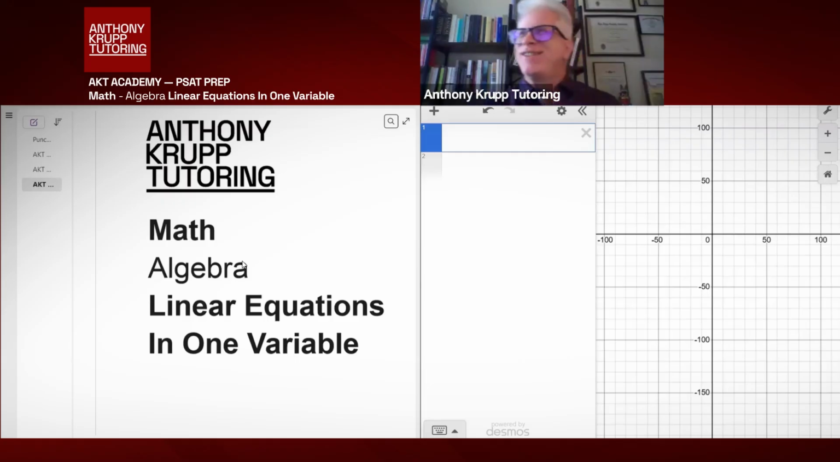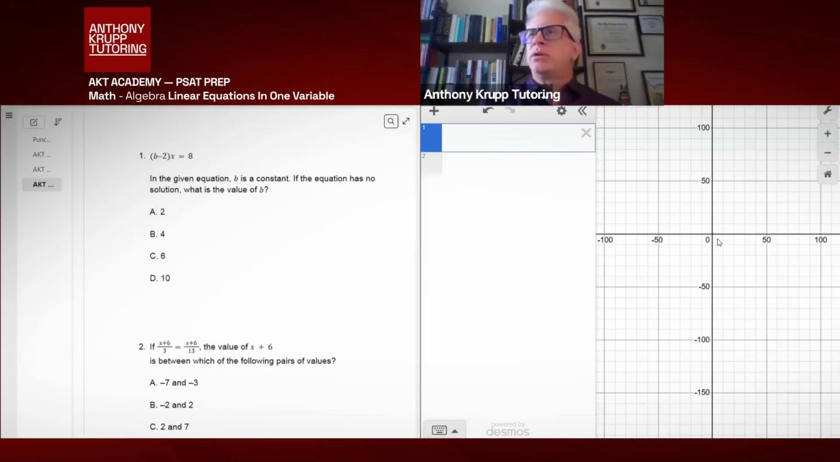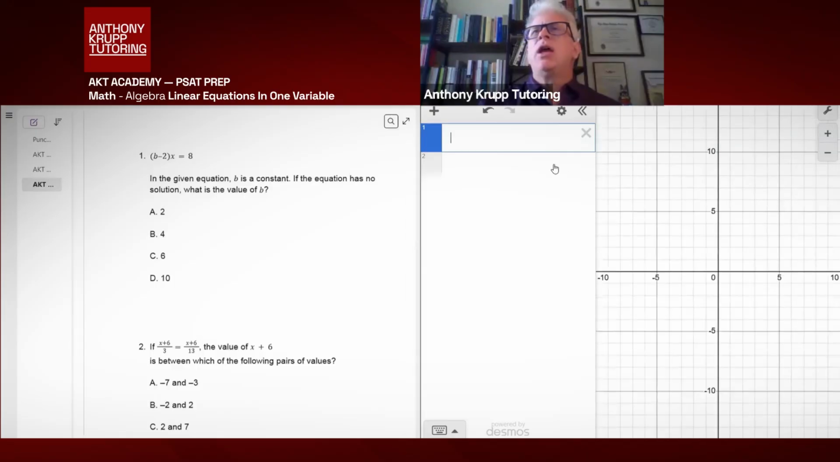So hi, if you're still here, I'll assume you're ready to review your work. I have here not only the questions we're going to be dealing with, but I've also set up Desmos here. This is the calculator that comes with the PSAT, also with the SAT. So let's just get right into it.